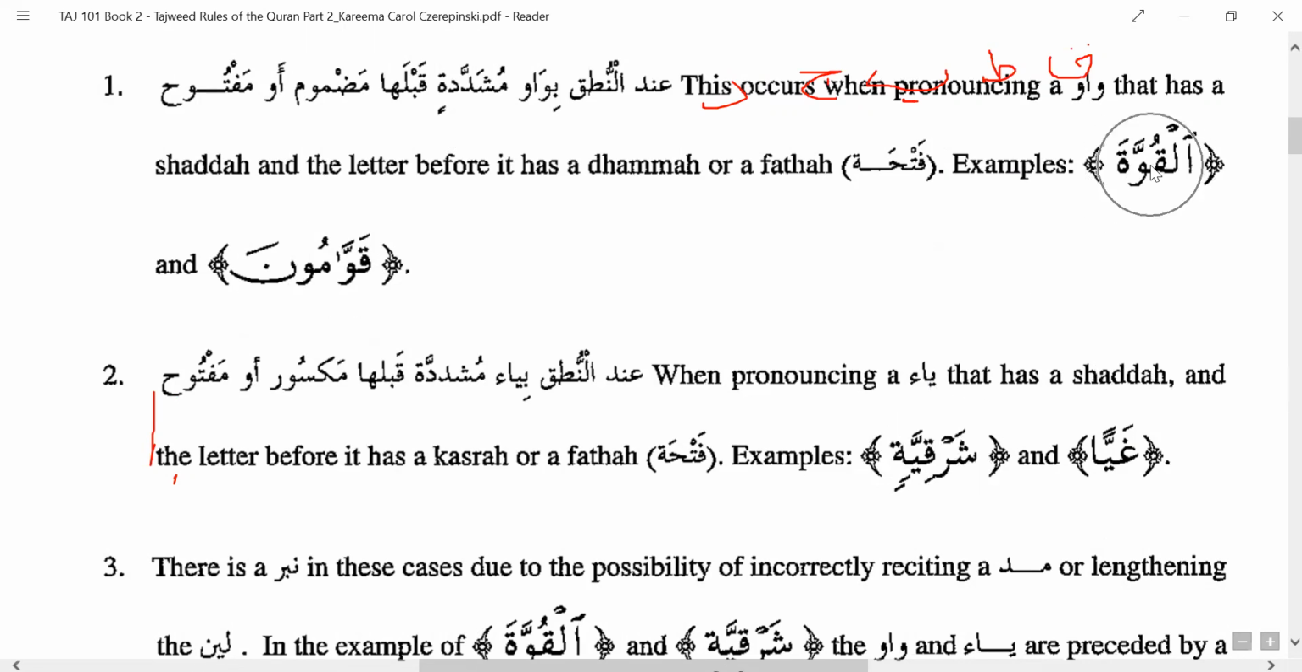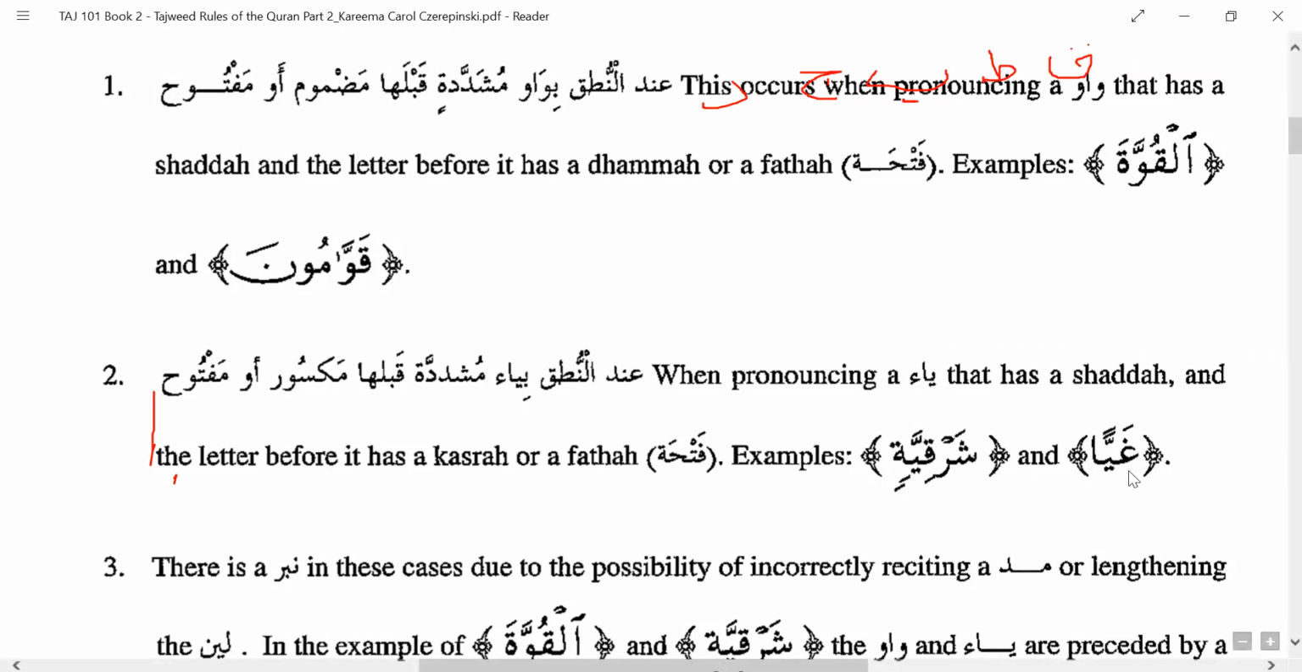But remember that waw or ya should be empty. Here it is not empty, it has sukun, so you have to do a nabr. This will be sharqiyya. It's not qi, it's not a mad. So you have to do nabr. Sharqiyya. The same thing is there in Surah Al-Fatiha, iyaka. You don't say iyaka, you don't say e, you don't make it a mad. You have to do nabr. Iyaka.